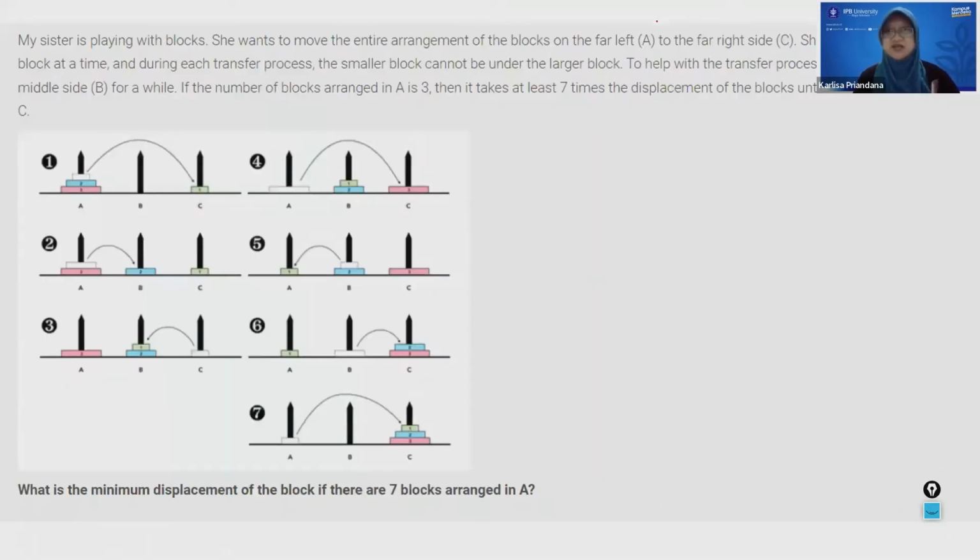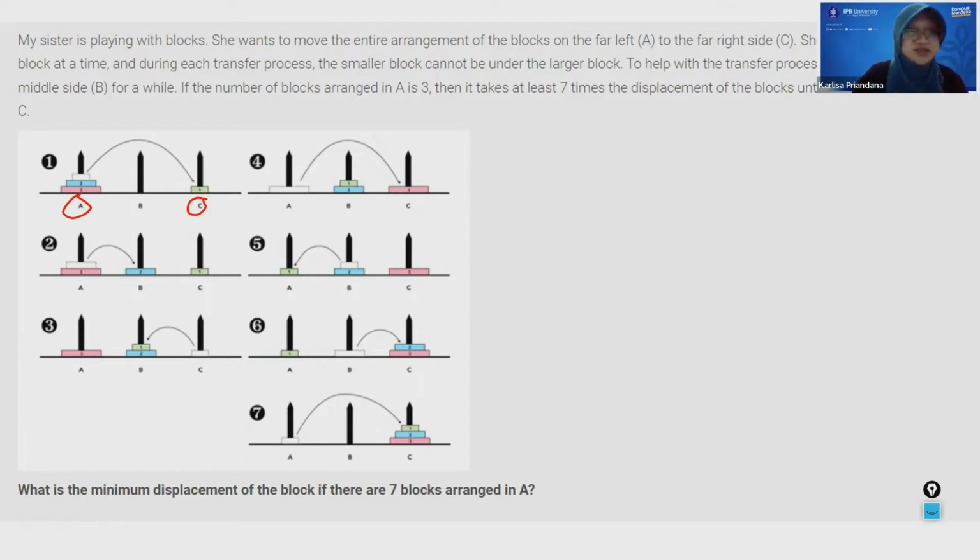So this one is about sequences. Actually, this is a sequence. My sister is playing with blocks. She wants to move the entire arrangement of blocks on the far left, from A, to the far right side, C. She can only move 1 block at a time, and during each transfer, a smaller block cannot be under a larger block. To help with the transfer process, my sister may use the middle side for a while. If the number of blocks arranged in A is 3, then it takes at least 7 block displacements until all blocks can be moved from A to C.